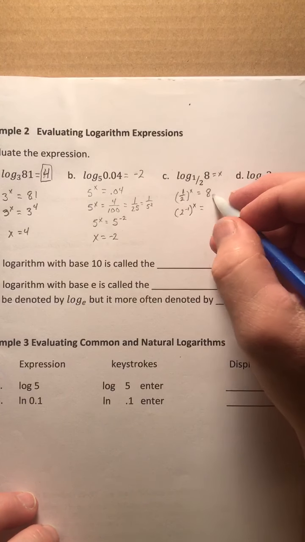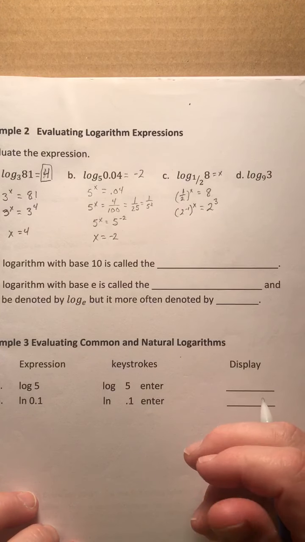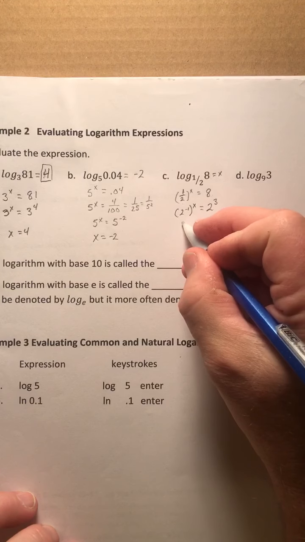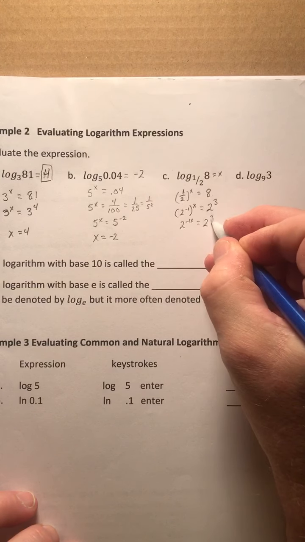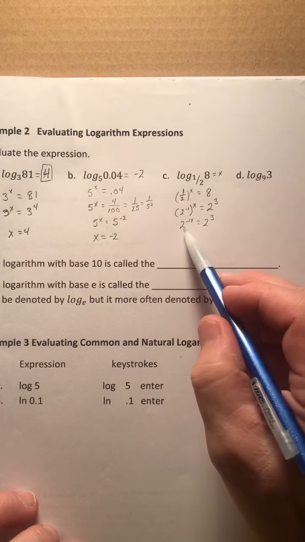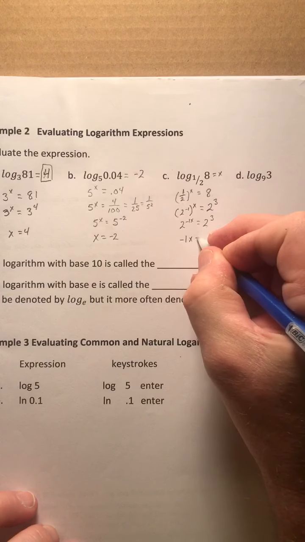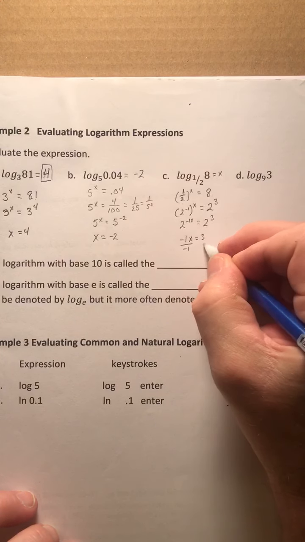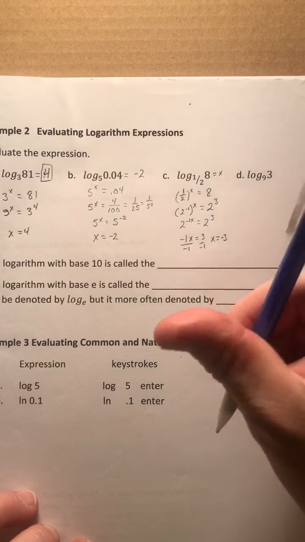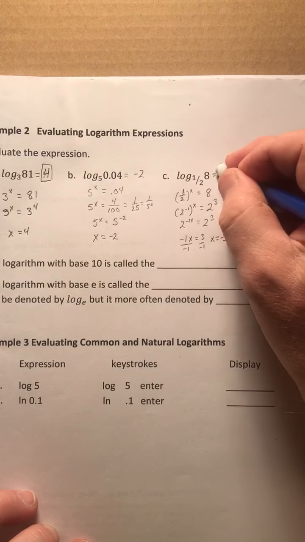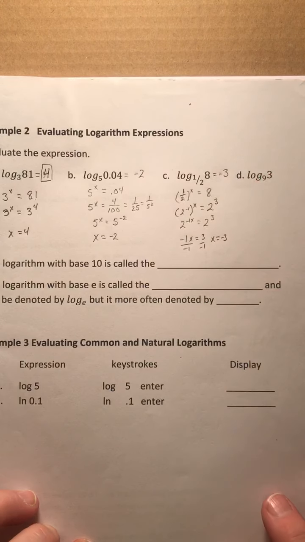And then 8, I can make that into a power of 2. 8 is 2 to the 3rd power. All right, now power to a power, multiply. So I get 2 to the negative 1x power equals 2 to the 3rd power. And now our bases are the same, so now we can set the exponents equal to each other. So negative 1x equals 3. I divide by negative 1, and I get x equals negative 3. All right, so the log base 1/2 of 8 is actually equal to negative 3.